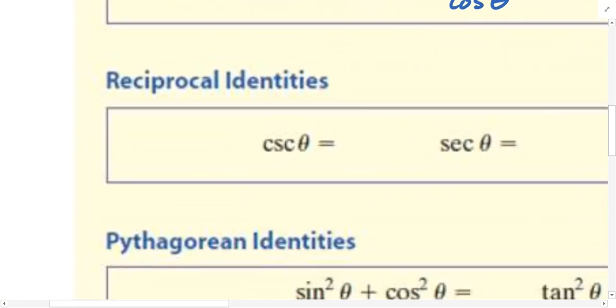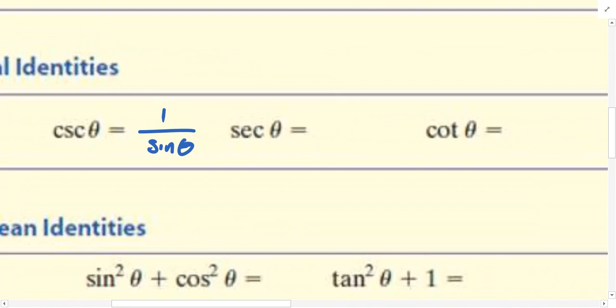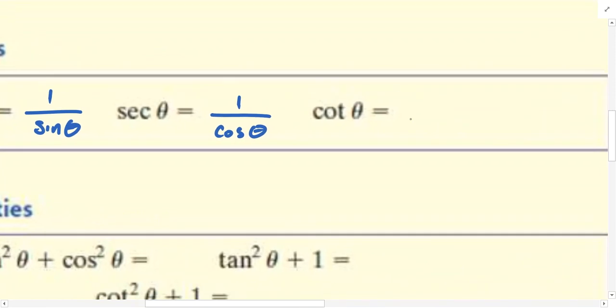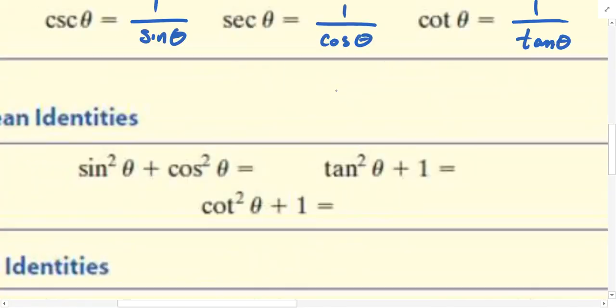For reciprocal identities, that just reminds me that we're talking about a flipped fraction, and the flipped fraction of cosecant is sine. The flip of secant, or reciprocal of secant, is cosine. And the reciprocal of cotangent is tangent. So in this case, I'm not looking for cosine over sine as an answer. In the reciprocal identity groups, I want 1 over tangent.